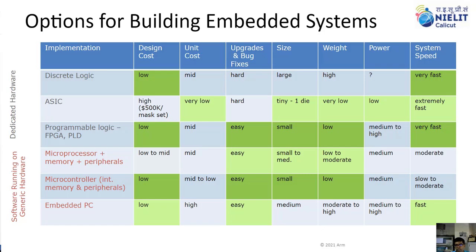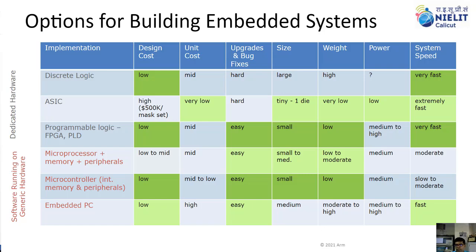But when it comes to the FPGA, the design cost is less compared to the ASIC, and the unit cost will be moderate. For bug fixing, FPGA compared to the ASIC and discrete logic is a bit easier, and the system speed is fast, not extremely fast, but fast compared to the microcontrollers.